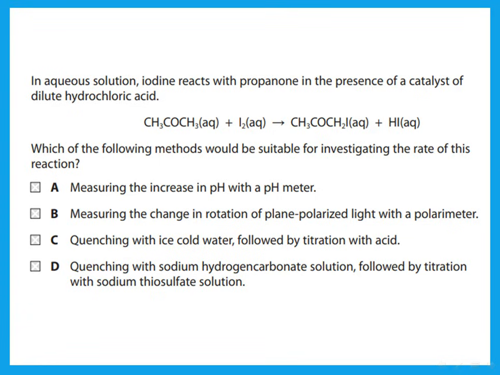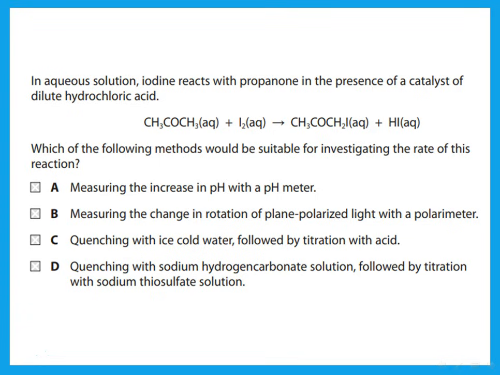The other option is measuring the change in rotation of plane polarized light with a polarimeter. Well, do we have a chiral center here? We do not have a chiral center here, so it will have no effect on plane polarized light. Quenching with ice cold water followed by titration with acid. Well, quenching with ice cold water is fine. But then this is something that is forming an acid, so I need to titrate it with a base, not with an acid.